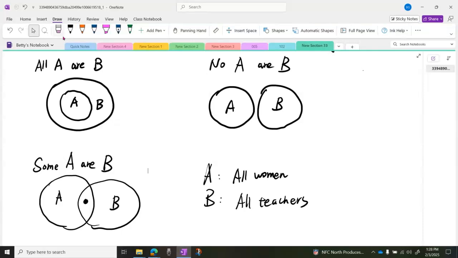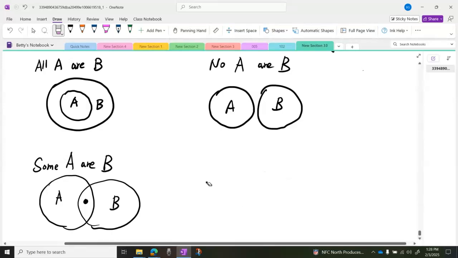Do you see that? Do you understand the location of the dot? Why does it show in the overlapping part of A and B? Some A are B means at least one member of A belongs to B. It means the same thing as at least one element in A belongs to B. So this is the Euler diagram of this type of quantified statement.